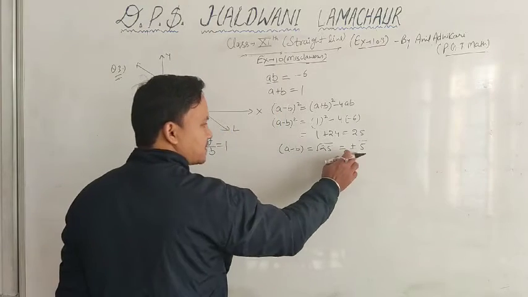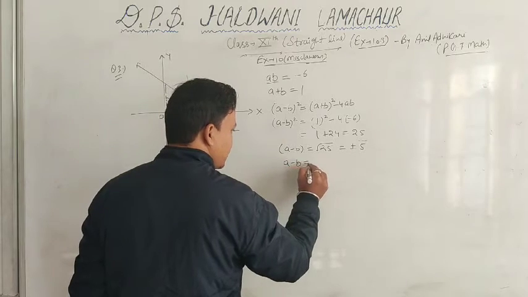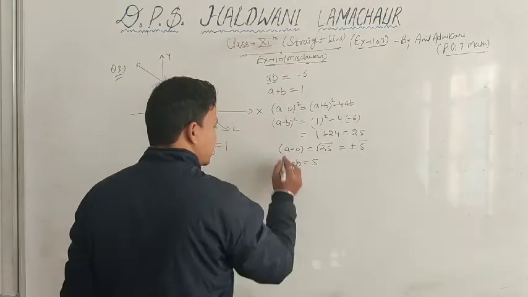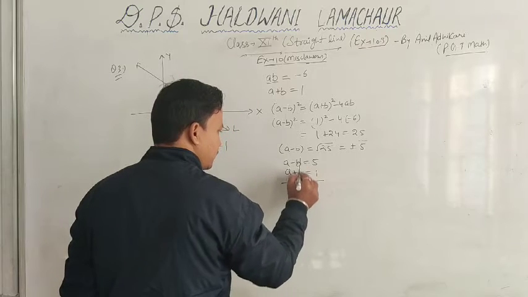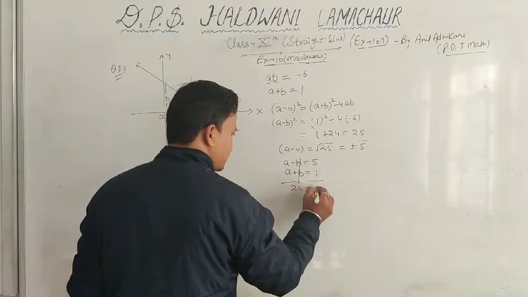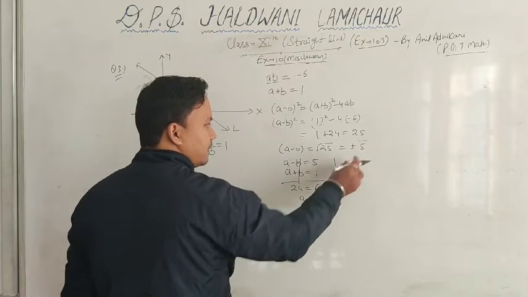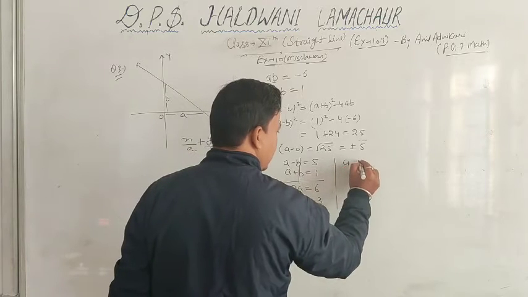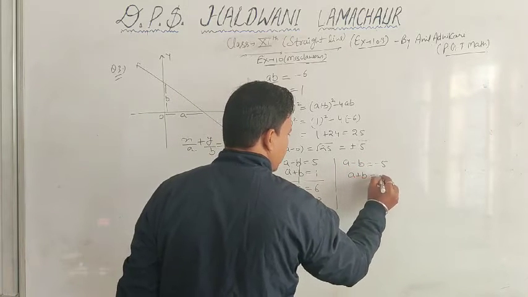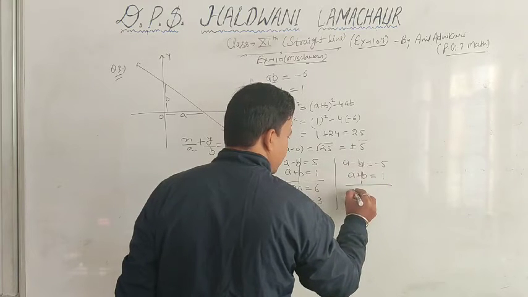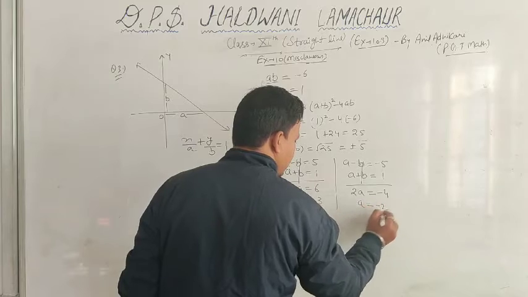First we will take plus 5, then we will take minus 5. If A minus B is plus 5, and the other equation is A plus B is equal to 1, then on adding both we get 2A is equal to 5 plus 1, that is 6. So A is equal to 3. In the second case, when we take minus 5, A minus B is equal to minus 5 and A plus B is equal to 1. On adding both equations, 2A is equal to minus 4, so A is equal to minus 2.